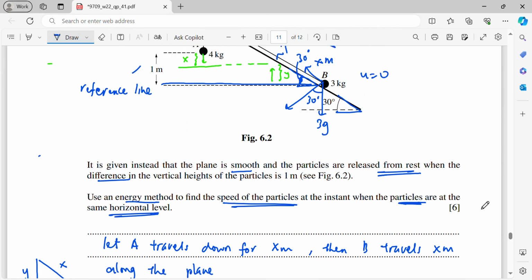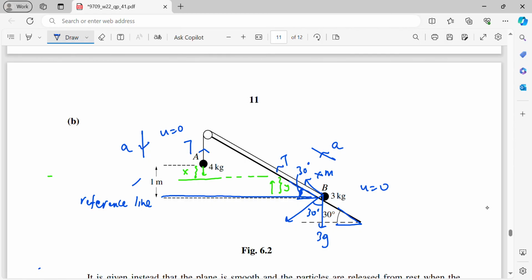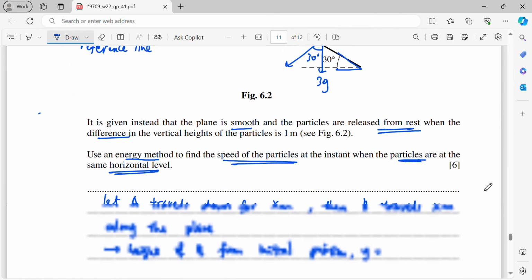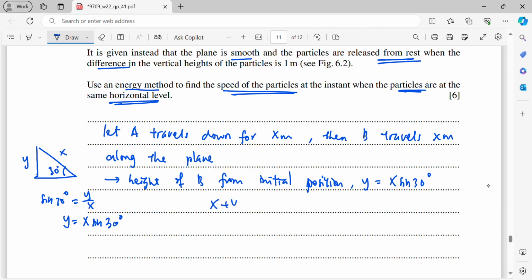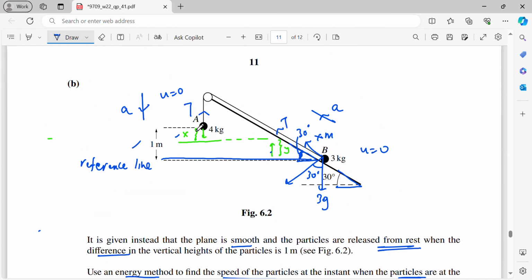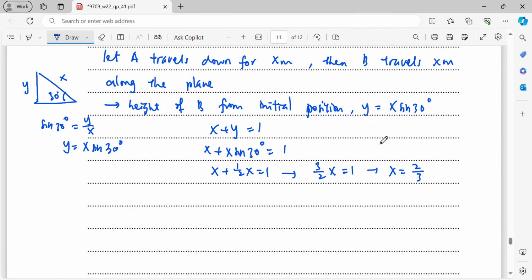And they are 1 meter apart vertically. That means x plus y will be 1 meter. So here I will write x plus y equals 1. Therefore x plus x sine 30 degrees is 1. So this is x plus half x, which means 3 over 2 x is 1. Therefore my x is 2 over 3. So x will travel down 2 over 3 meters, and B will travel up 1 over 3 meters vertically. So therefore my y is 1 over 3.